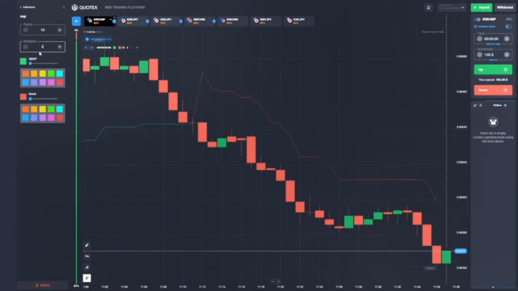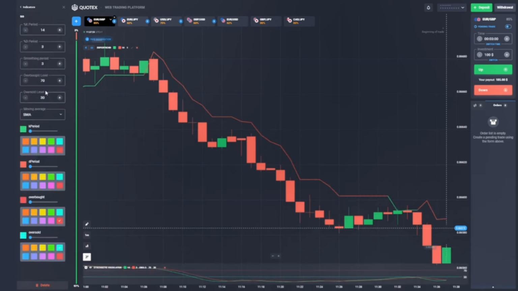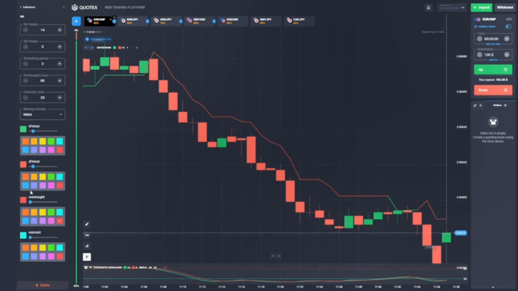We will use the super trend indicator with multiplier set to 1 and the period set to 14 with added line thickness. We will combine it with the stochastic oscillator with the following settings: the overbought level 80 and the oversold level 20, moving average type WMA with added line thickness.